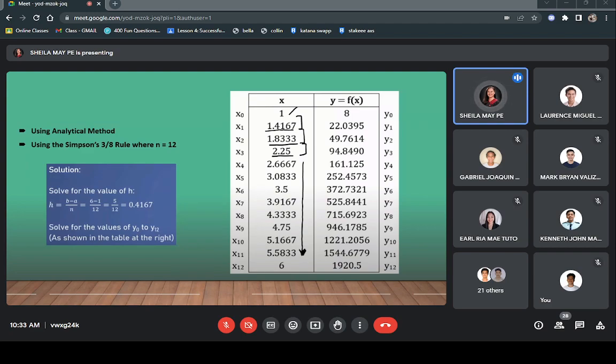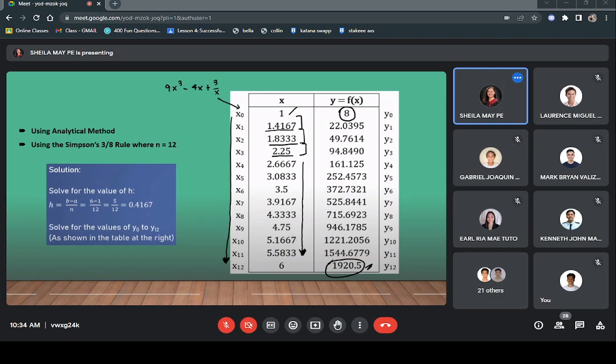And after that, you have x. You need to solve it using our definite integral, our integrand, 9x cubed minus 4x plus 3 over x. You just need to substitute the values of our x here, from x0 to x12 because our n is equal to 12 already. After that, eventually you will get 1920.5. And our y sub 0 is the left outermost base, and y sub 12 is the right outermost base.